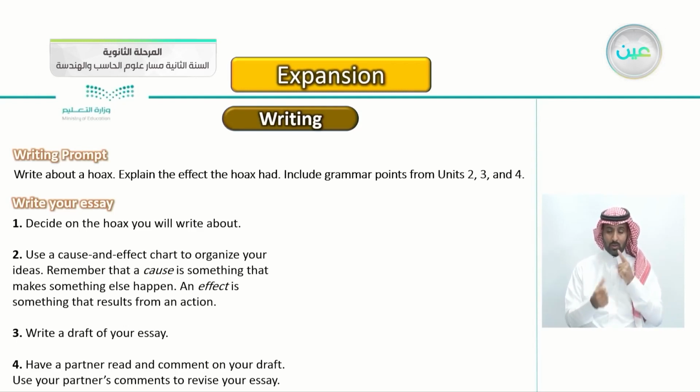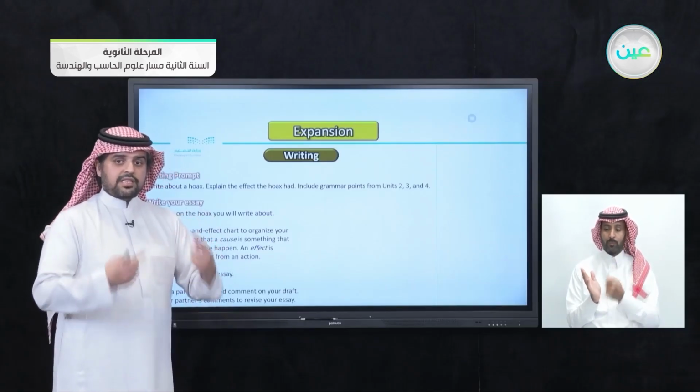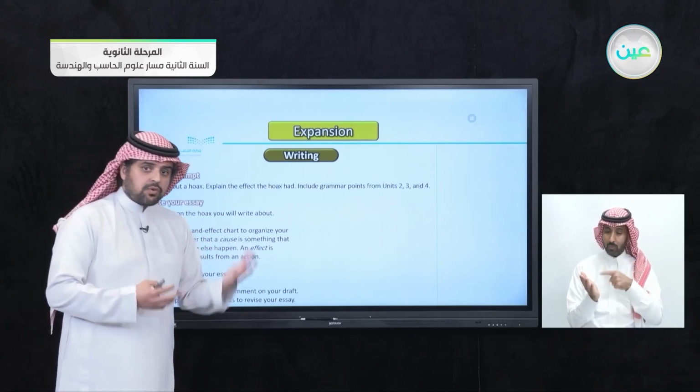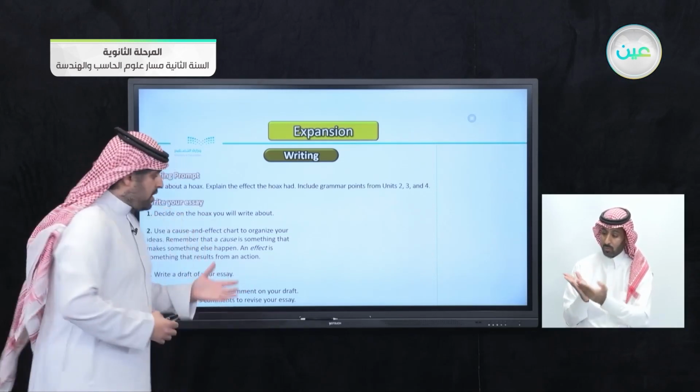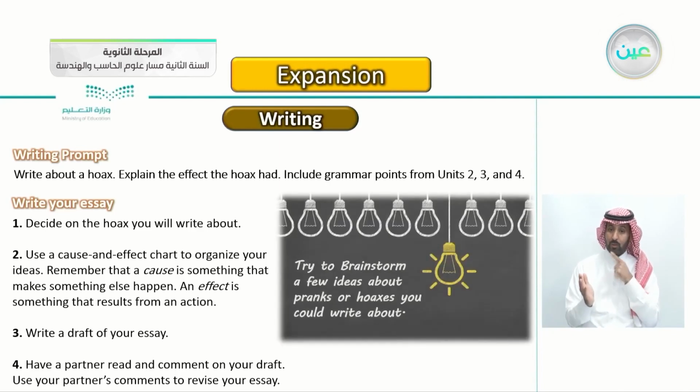Number 3, write a draft of your essay. So, of course, don't write just one draft, write 1, 2, maybe a third draft, and each time revise it, maybe check with your colleague to revise it with you. Number 4, have a partner read. Just as I said, have a partner read and comment on your draft. Use your partner's comments to revise your essay. So number 4 is to get help from a friend to read your essay and maybe give you some comments, some hints, some feedback to correct your essay.